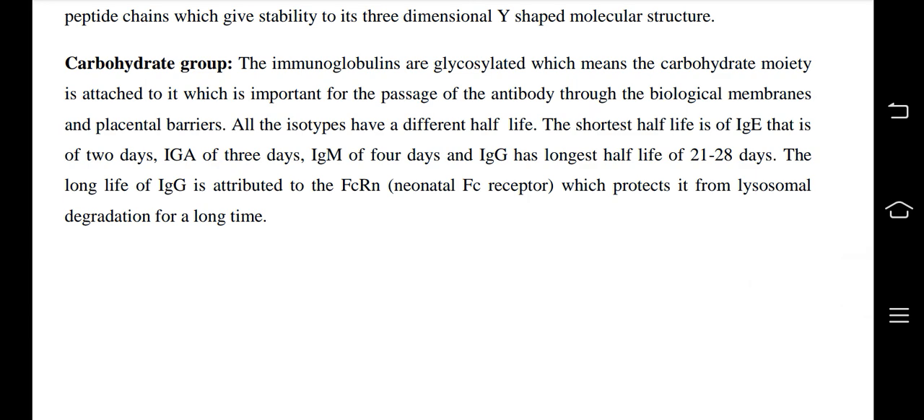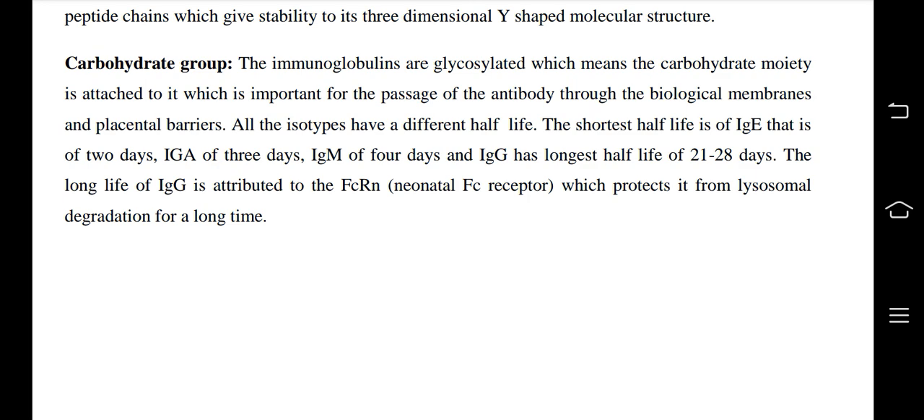All the isotypes have a different half-life. The shortest half-life is of IgE, that is of 2 days, IgA of 3 days, IgM of 4 days, and IgG has the longest half-life of 21 to 28 days.